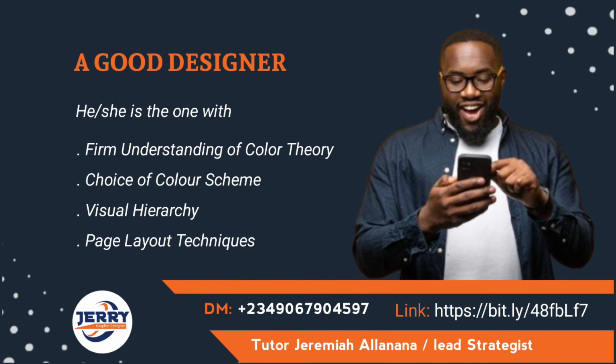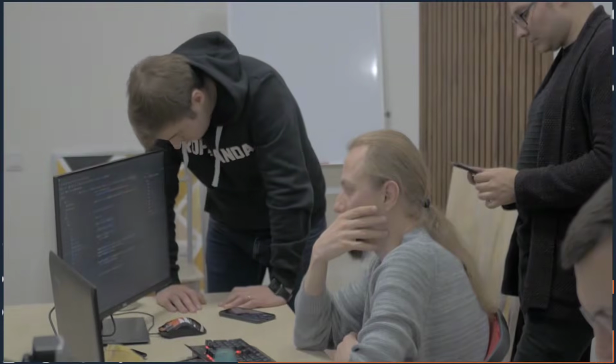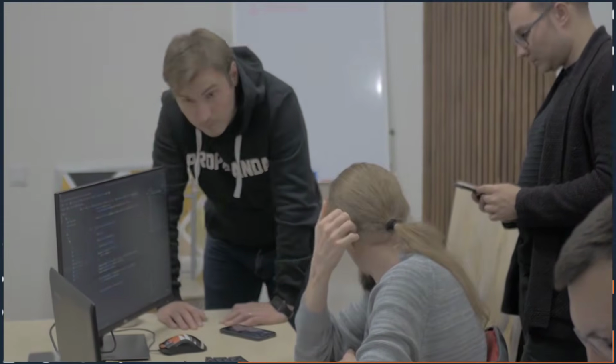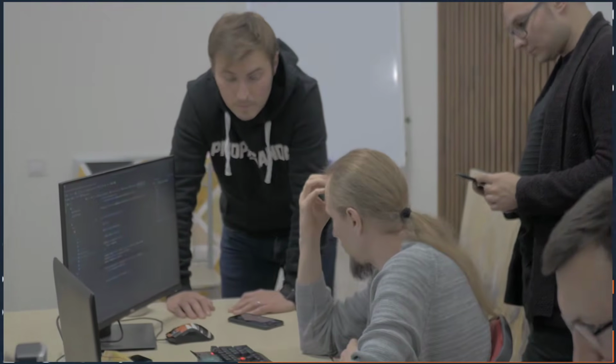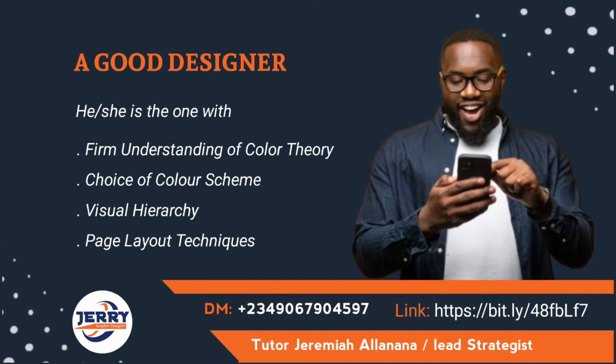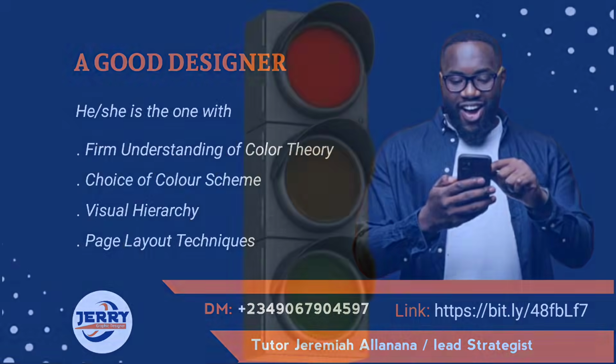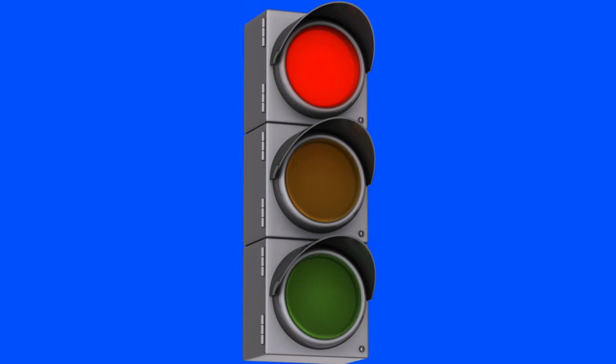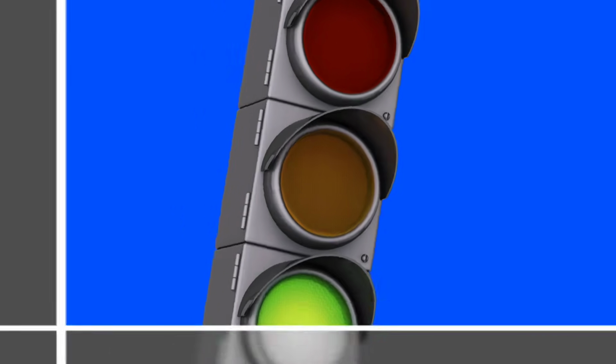Number three, visual hierarchy. This is a big one. This is how you lead the viewer's eyes. The most important information, like the name of a business, should be seen first. Smaller details come later. As a designer, you are like a traffic warden for the eyes, telling people where to look first, second, and third.